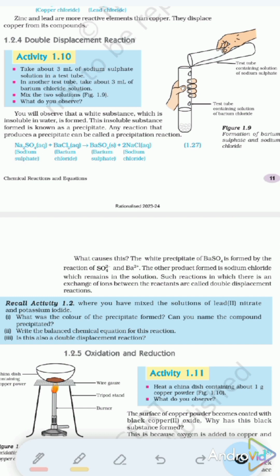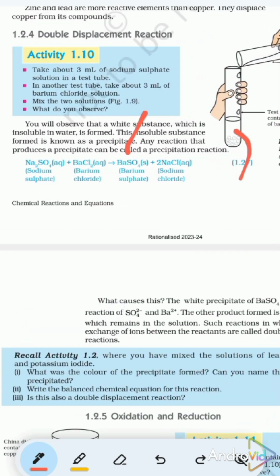Now next we are going to mix the two solutions as shown in figure 1.9. What do you observe? You will observe that a white substance which is insoluble in water is formed, and this insoluble substance is known as a precipitate. Any reaction that produces a precipitate can be called a precipitation reaction.